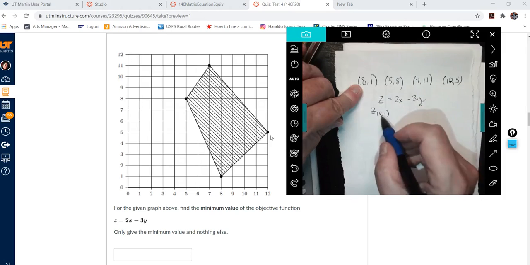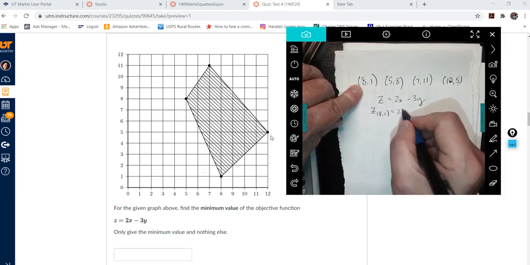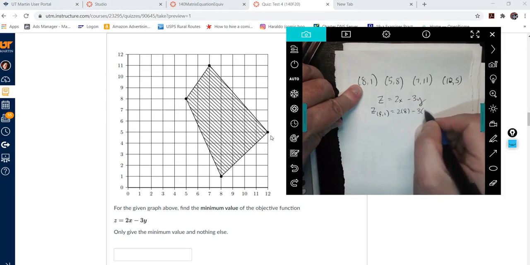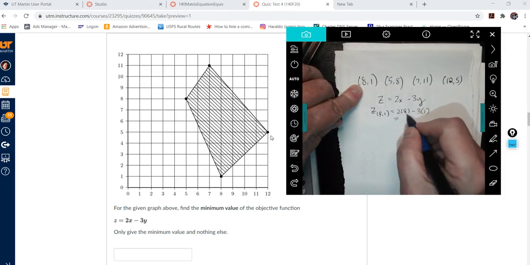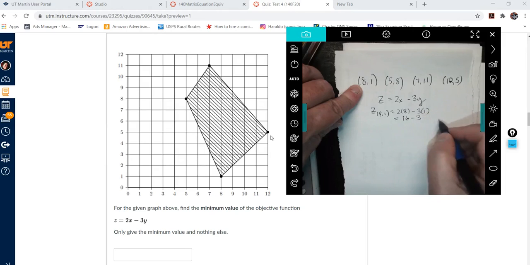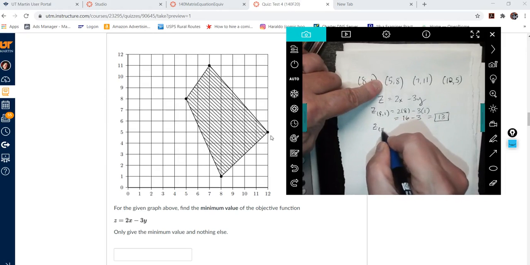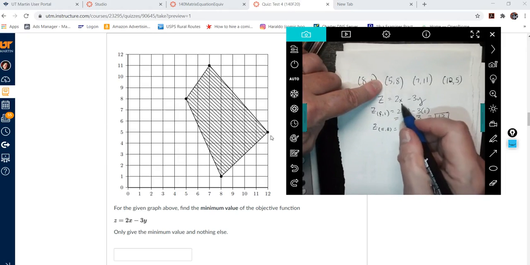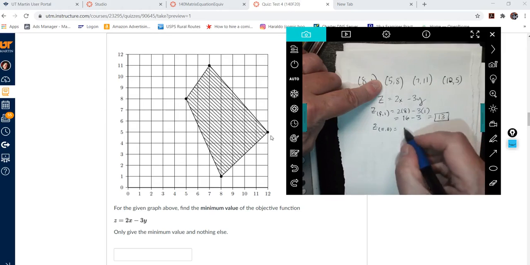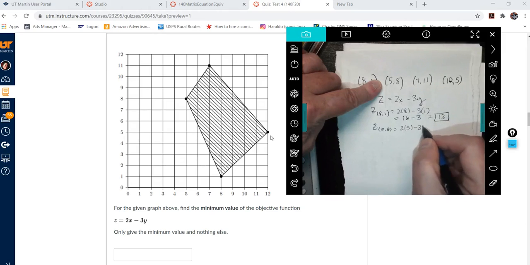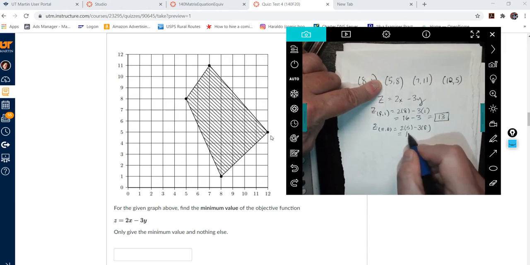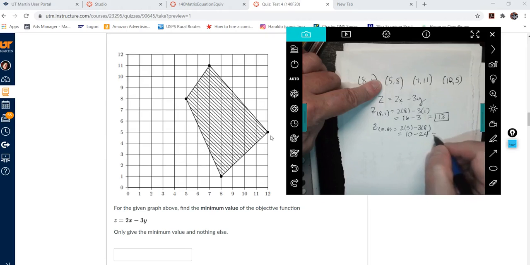Okay. If x is 8 and y is 1, I get 2 times 8 minus 3 times 1. So I'm going to get 16 minus 3, which will give me 13. Okay. What happens here? Well, 5 is x and 8 will be y. So I'll have 2 times 5 minus 3 times 8. So I'm going to get 10 minus 24, which should be negative 14.